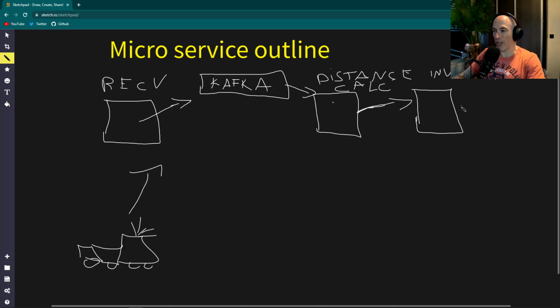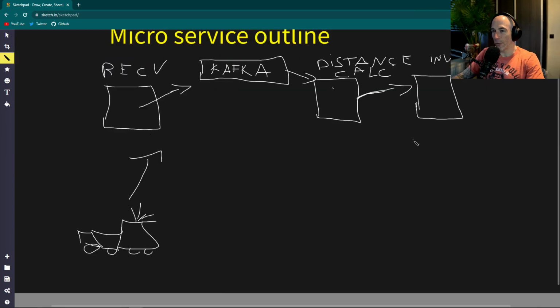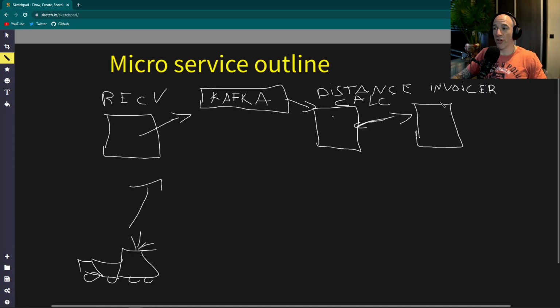And this invoicer is basically responsible for making an invoice, right? So what it's going to do is take the distance from the distance calculator, right? Each time it gets a distance, it's going to store that somewhere, and by the end of the day, it's basically going to call another service, right?